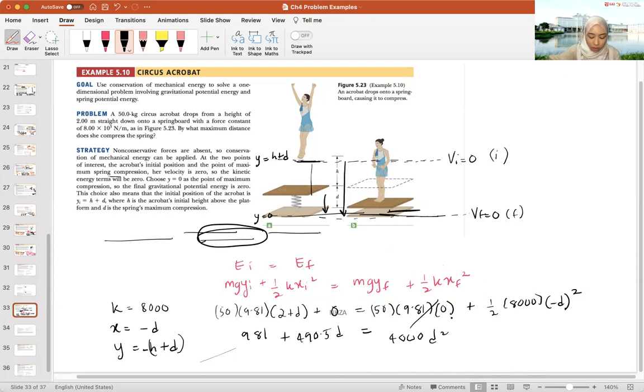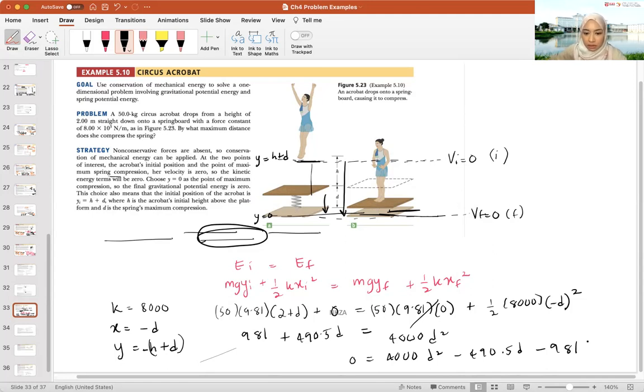What do we do with the quadratic equation? I'm not going to solve it using my head, so I'm going to use a calculator. Tekan mode 3 kali, go for equation, tekan kanan, tekan 2 degree. Your A is 4,000. Kalau nak lagi senang, kita rearrange siap-siap. 4,000 D squared minus 490.5 D minus 981. So B is minus 490.5 and C is minus 981.